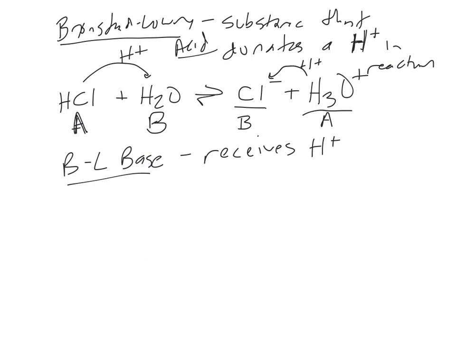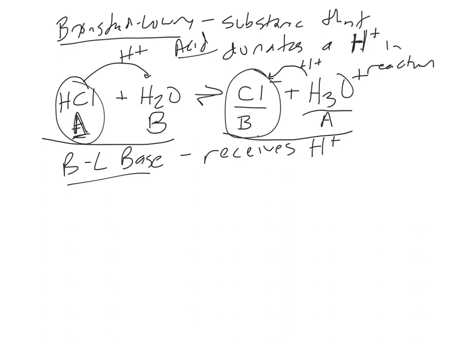So for Bronsted-Lowry reactions, you're always going to have an acid and base on one side of the reaction and an acid and base on the other side, and they'll pair up. HCl pairs up with Cl minus. This is an acid and its conjugate base. H2O is a base, and its conjugate acid is H3O plus. So that's sort of an idea here.